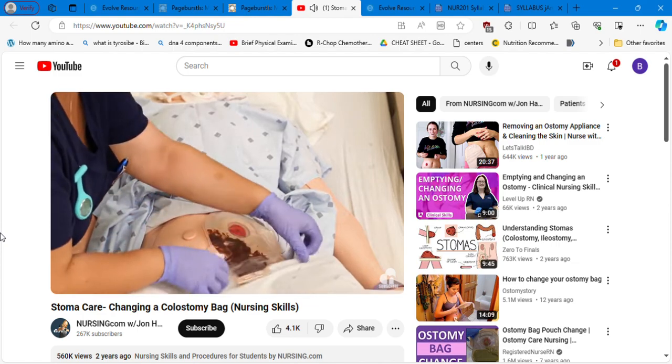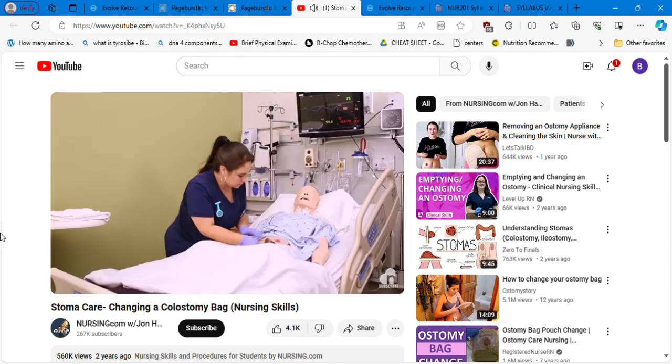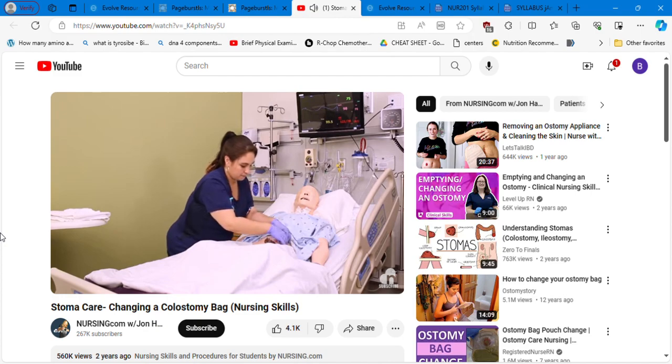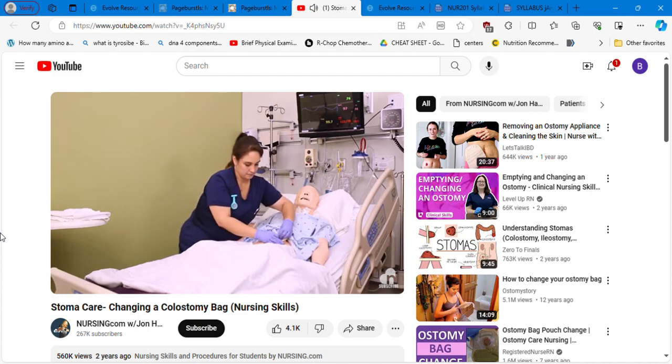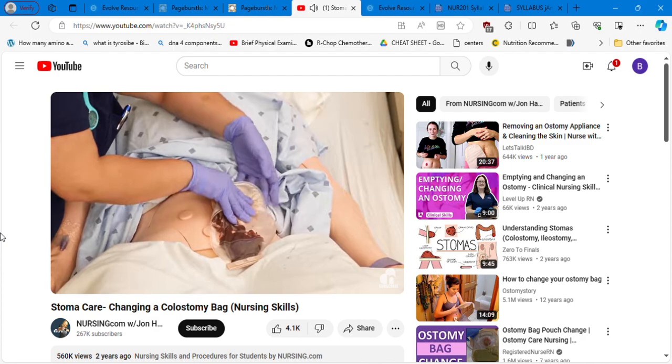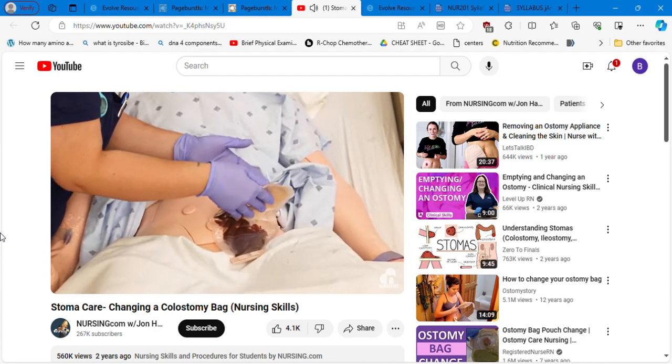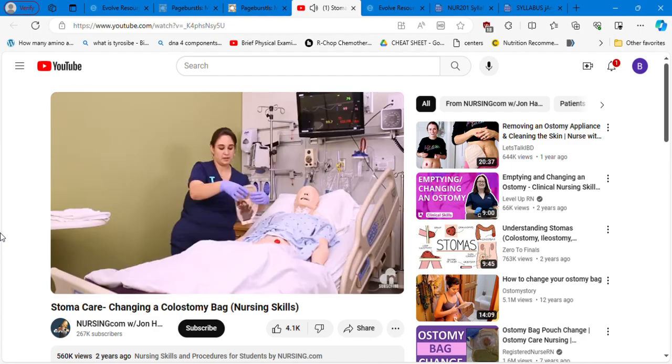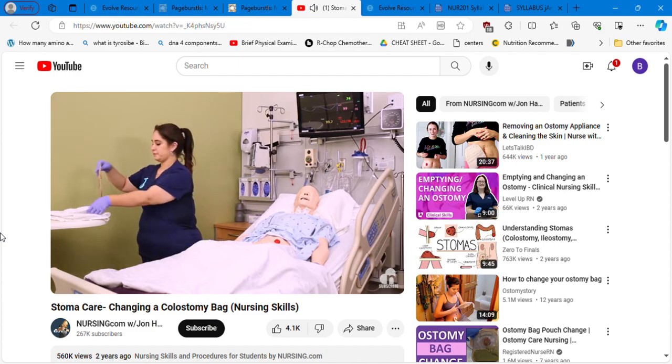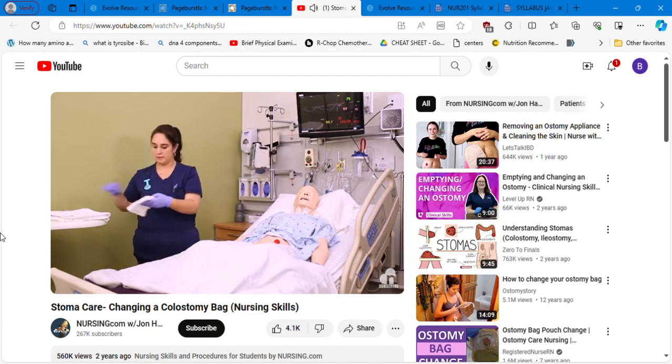So if you have a clear bag, you can actually see the output through the bag and visualize it that way. Otherwise, you'll need to empty it. In order to clean and assess the stoma, we have to remove the bag. So start by peeling the wafer and just pushing the skin down away from it gently. You might need to use warm water or alcohol here if the adhesive is tough.